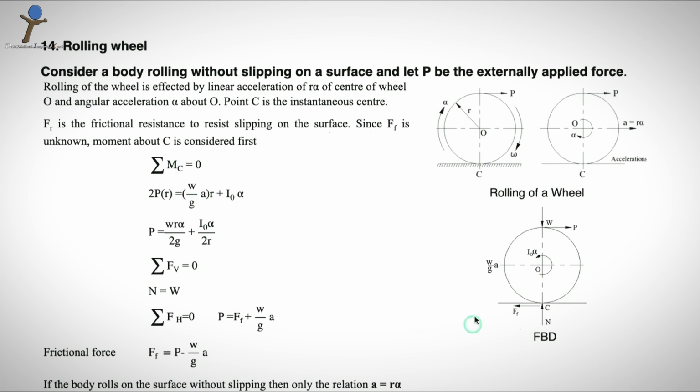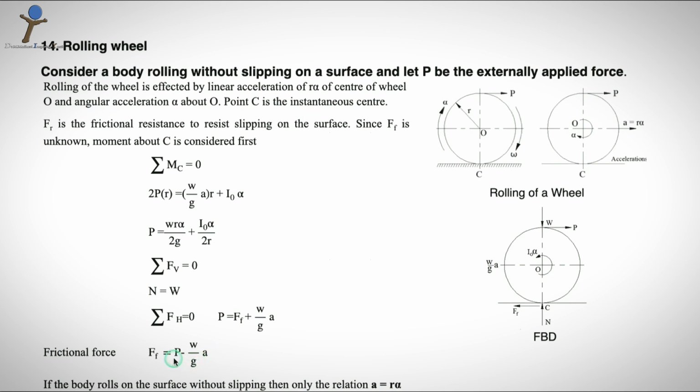Then comes the forces in the vertical direction, sigma Fy equal to 0. You have two forces, one is W and the other one is N. So you equate N equal to W. Then you have the forces in the horizontal direction. That is P equal to W by g into A plus FF. So from here you can get your frictional force FF is equal to P minus W by g into A.